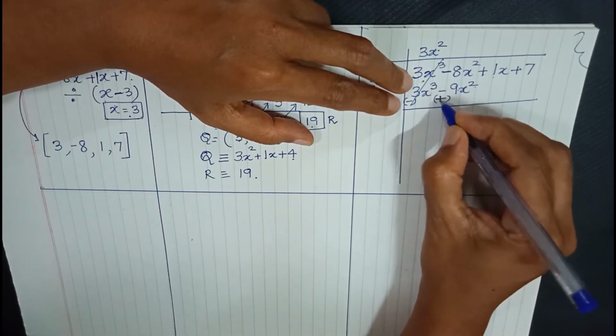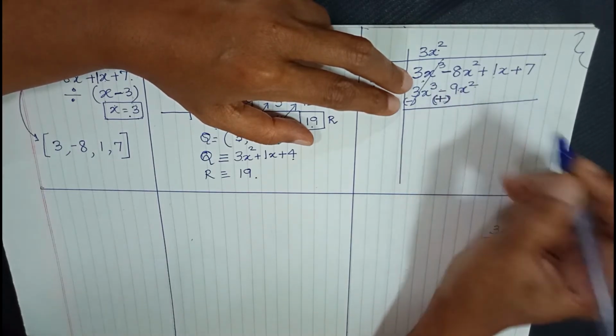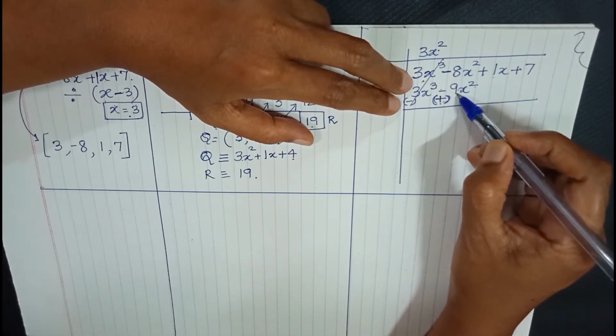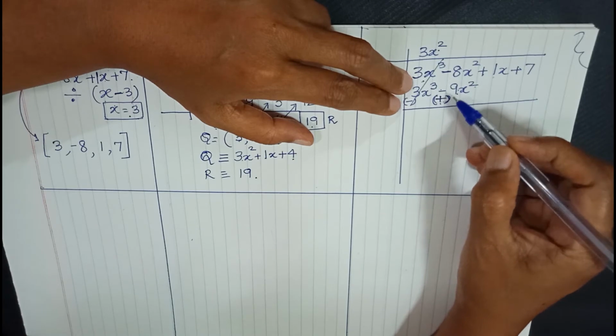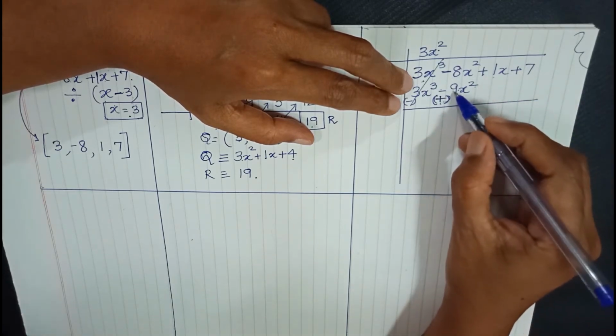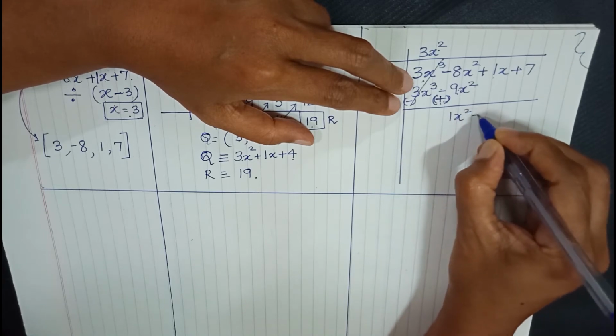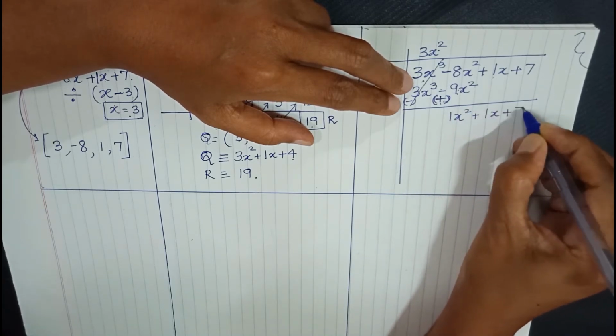Now you should take only this sign into consideration. You should not look at the original sign. So minus 8 plus 9. One number is plus, one is minus. So we do subtraction and give the sign of the bigger number. So 9 minus 8 is 1. So we get here 1x square plus 1x plus 7.